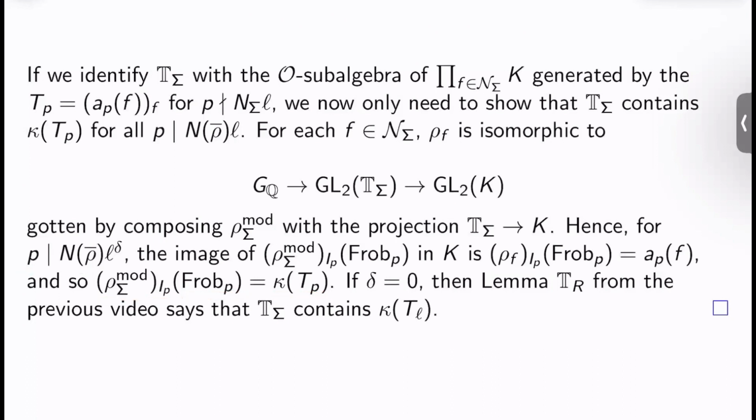If delta is 0, then lemma TR from the previous video tells me that T sub sigma contains kappa of T sub L, and so that takes care of the prime L, and we are all set. That proves this thing right here that we needed to show, which gives me the rest of the entire proposition given the isomorphism we just found.